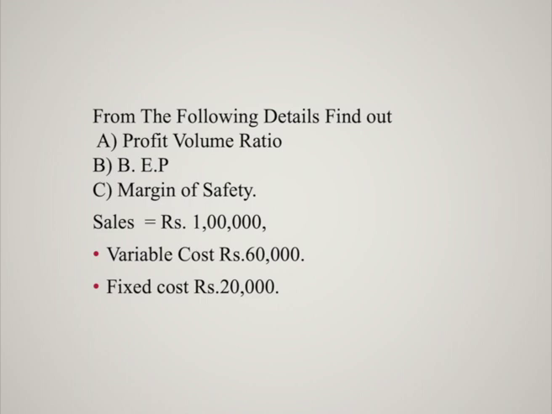From the following details, find out the profit volume ratio, break even point and margin of safety. Sales given are 1 lakh, variable cost is 60,000 and fixed cost is 20,000. First we have to calculate the profit volume ratio. To calculate the profit volume ratio, what do we require? Contribution. Contribution divided by sales into 100 is called the profit volume ratio.